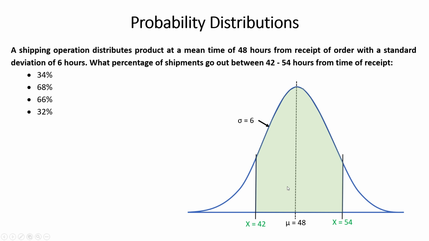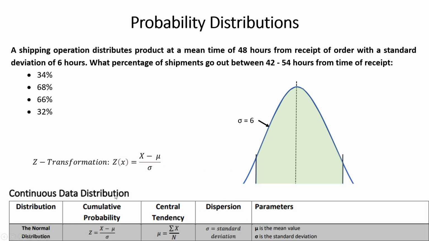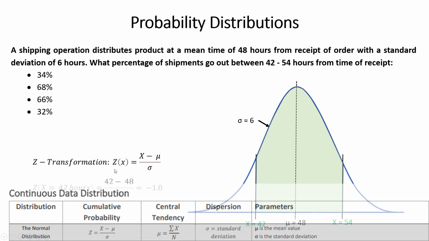And the way we calculate probability using the normal distribution is with something called the Z transformation. So again, if you go to your exam day cheat sheet, you can find this Z transformation here to help you calculate the cumulative probability of the normal distribution. So let's do some transforming.